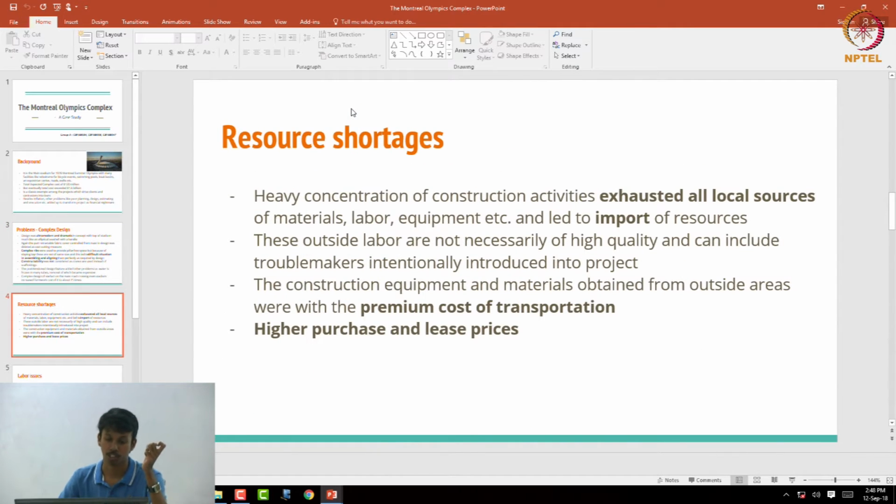Next, coming to resource shortages. As the city was hosting the Olympics, there were heavy construction activities going on in that area, which exhausted all the local resources of materials, labor, equipment, etc. Then they went to outside labor and imported construction equipment and materials. It led to a very high cost of transportation, which again led to an increase in prices and the overall budget of the project. And these imported materials are of very high cost, and lease prices are also very high for equipment.